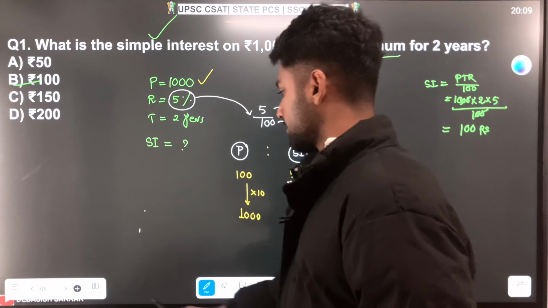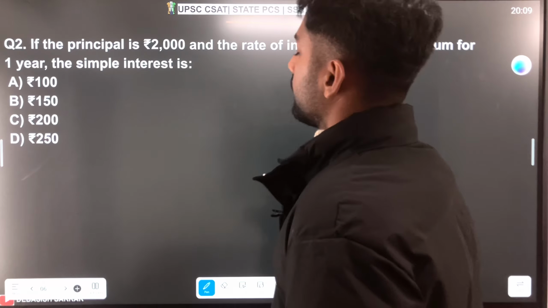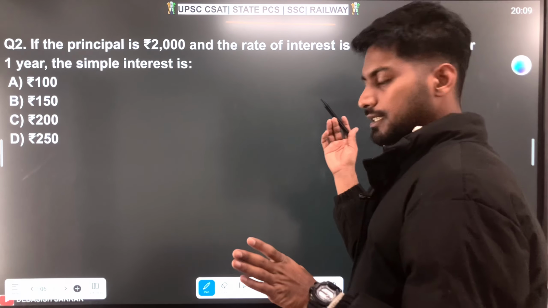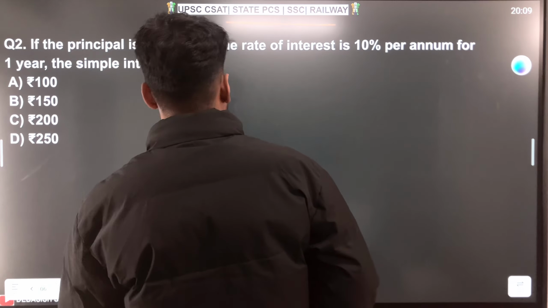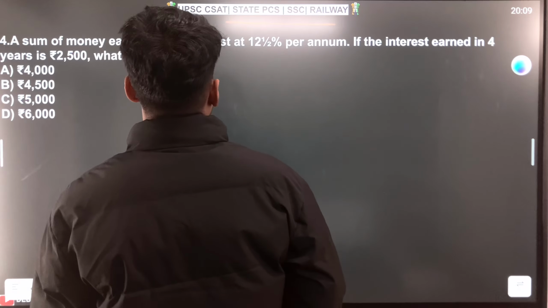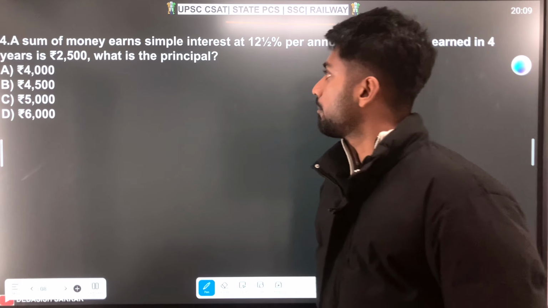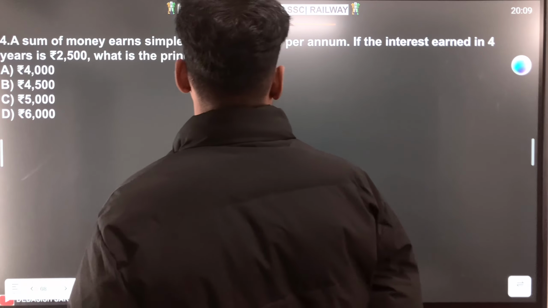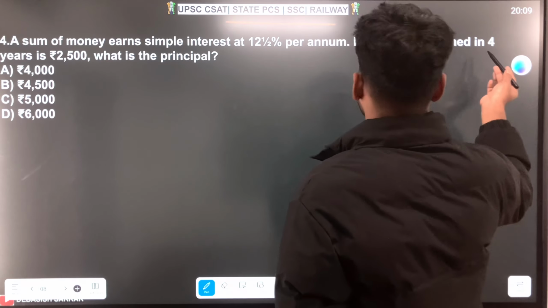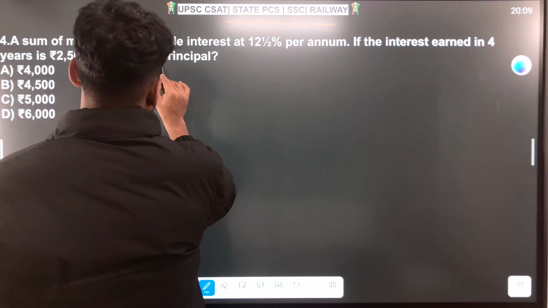Ab dekho next question. Just a second. See the next question. If the principal is 2000, अच्छा इससे भी हो जाएगा. Now see a question that is fraction based. अच्छा, now see this. A sum of money earns simple interest at 12 into 1 by 2% per annum. If the interest earned in 4 years is 2500, then what is the principal?